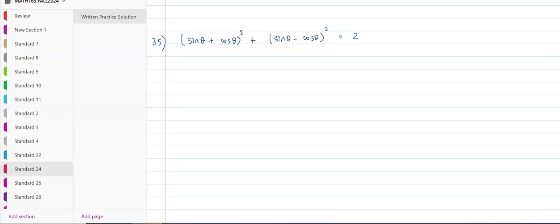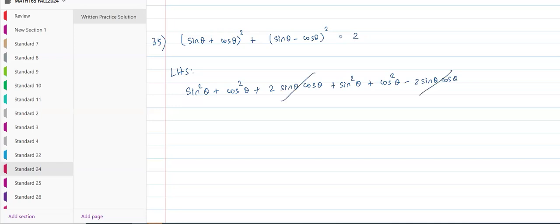Left-hand side, expand. A plus B the whole squared is A squared plus B squared plus 2AB. Do the same for the other one: A squared plus B squared minus 2AB. This and this get cancelled away. This plus this is 1. This plus this is 1. 1 plus 1 is 2. And that is the right answer.